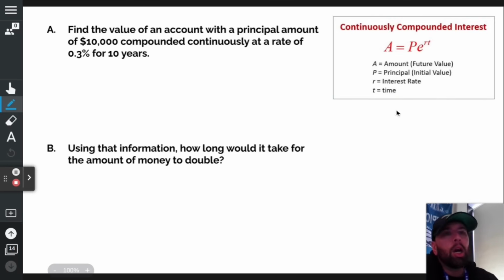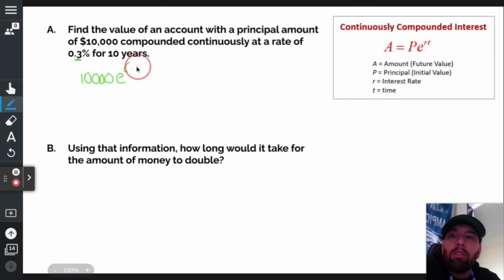Last slide. Pert. Find the value of an account with a principal amount of 10,000 compounded continuously at a rate of 0.3% for 10 years. So this is the continuously compounded interest formula. I'm going to plug into my calculator 10,000, because that's my principal, times e to the. Now, it's very important when you use r, you're using r as a decimal. So 0.3% is 0.003. And I'm going to multiply that to 10 for 10 years. Wow, 10 years. I bet you I'm going to make so much money. After 10 years, I guess we'll find out.